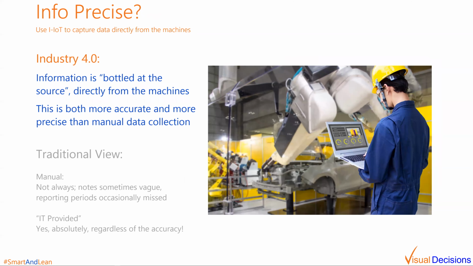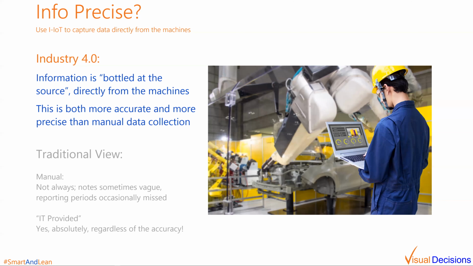Is the information precise? And again, this was something that in the past was viewed as the information in the system was going to be precise regardless of how accurate it was. And what we can do today is make sure that the information coming directly from the machine controllers and everything else is not only precise, but much more accurate than the information coming from people, where they might, again, forget to go to the whiteboard. They might get busy. They might count wrong in the first place. They might transcribe something incorrectly.